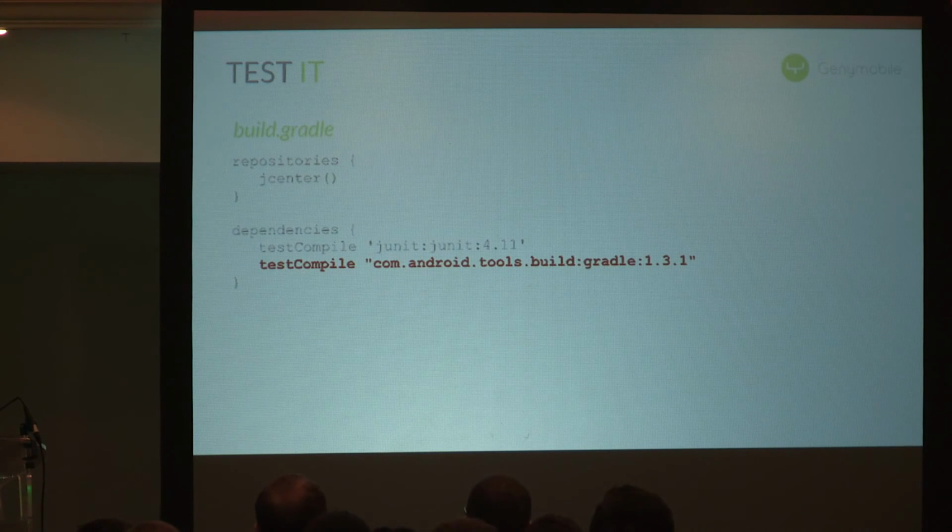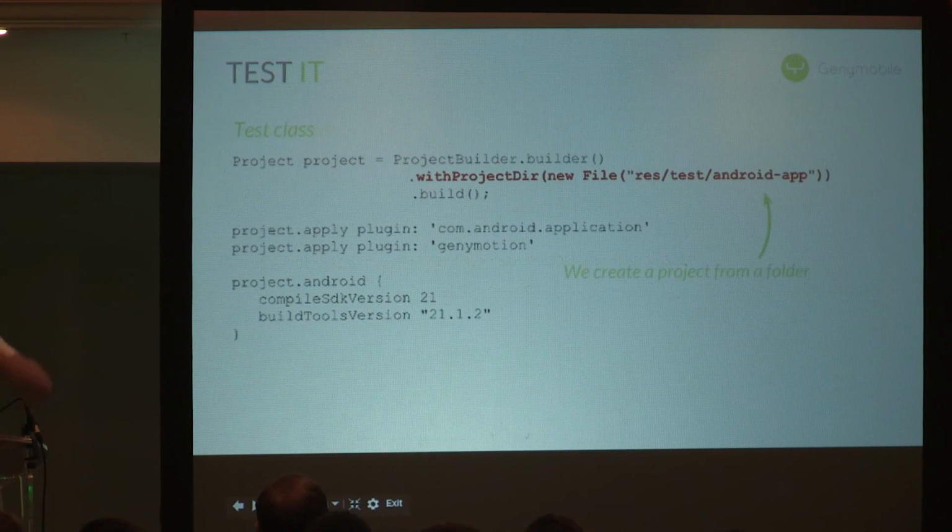So how do you do it? Before, we added JUnit to our dependencies. Now you add, in the test compile dependencies, com.android.tools.build. This is the package of the Gradle plugin, and you can add it specifying the version you want to use, right? So for this example, we will use 1.3.1. That's the latest release.